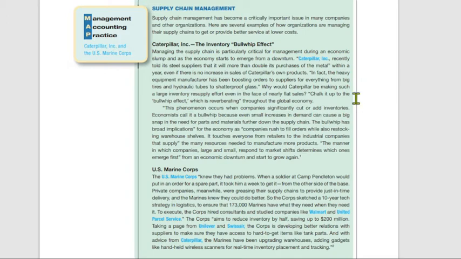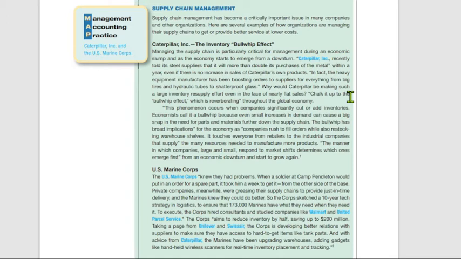Kaya nga ang question dyan ay, why would Caterpillar be making such a large inventory resupply effort even in the face of nearly flat sales? Kahit na parang wala ka namang based on your sales data ay kakaunti ang bumibili sa iyo, but why the need to make a large inventory resupply effort? Bakit kailangan mag-stock up ng ganito kadaming number of inventories?